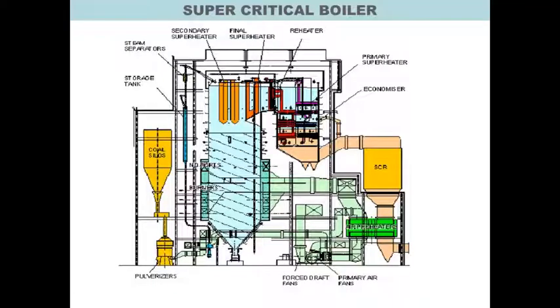This one is the elevation plan of a 660 megawatt supercritical boiler, which we can find in the CPAT NTPC unit. And in this type of boiler, the features are very salient, like opposed firing arrangement, and there is no drum. Of course, there is a steam separator, but unlike subcritical units, there is no drum.